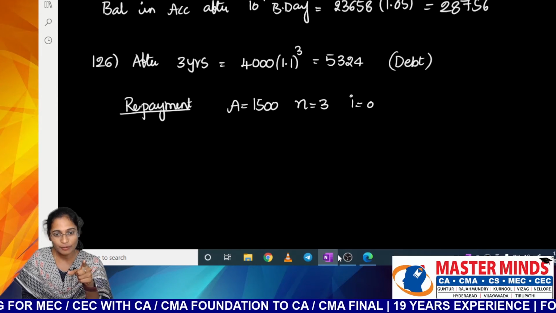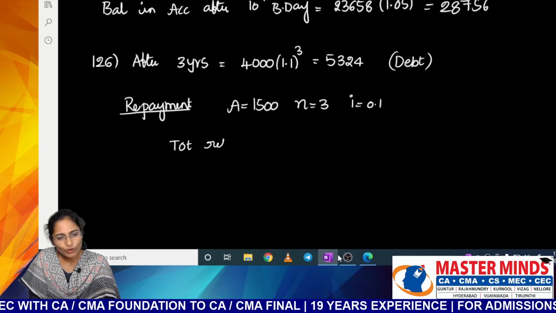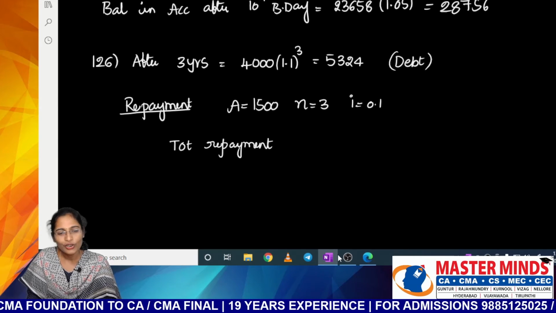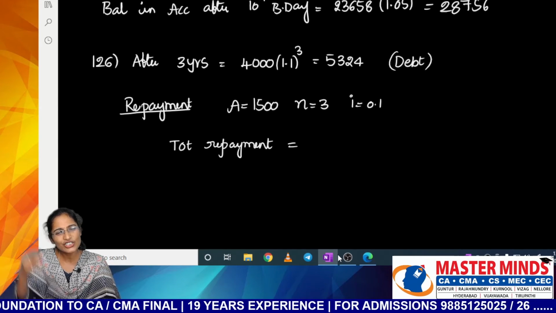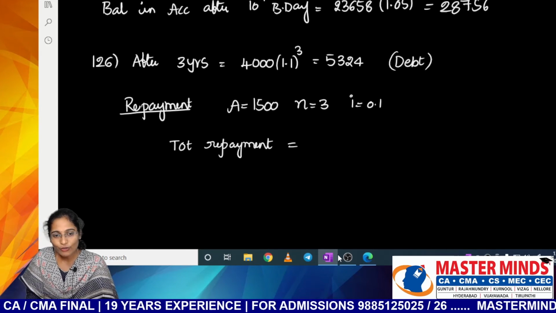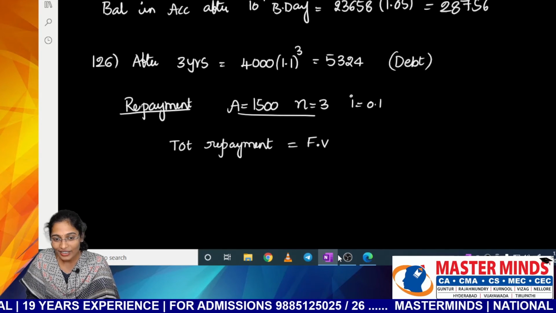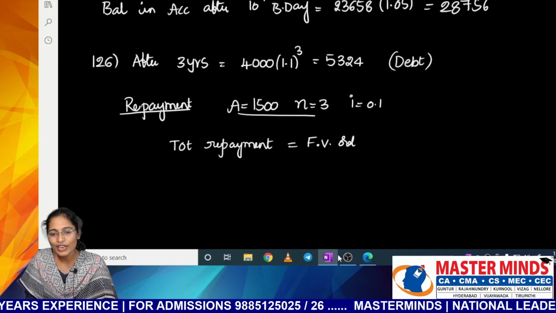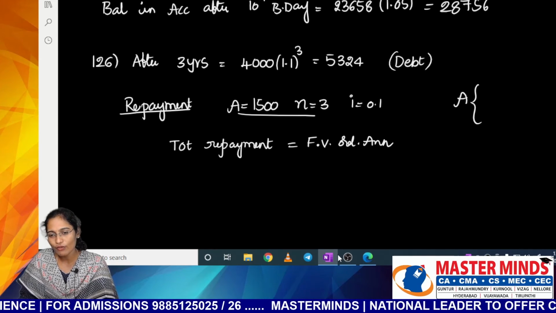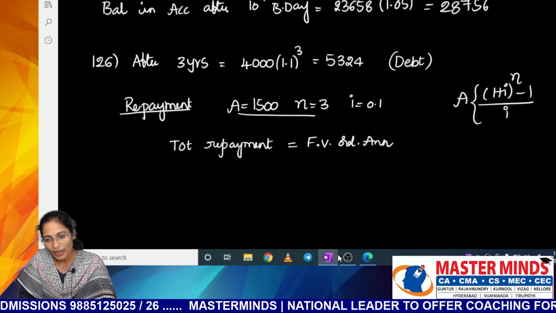Same rate of interest. If I just want to know the total repayment value, by which year do I need to calculate the repayment? 3rd year, right? Means I'm talking about present value or future value, guys? Future value. Got it? And this is an annuity, right? Yes, nothing is specified, so I'm taking it as an ordinary annuity. What is the formula for future value of ordinary annuity? A of (1 plus i) whole power n minus 1, by i.